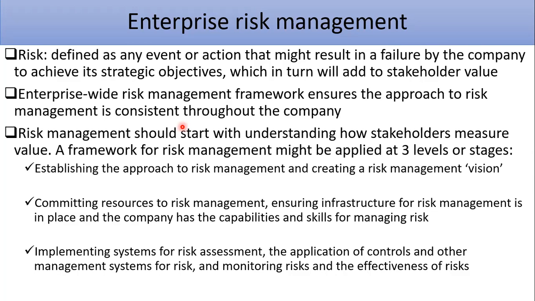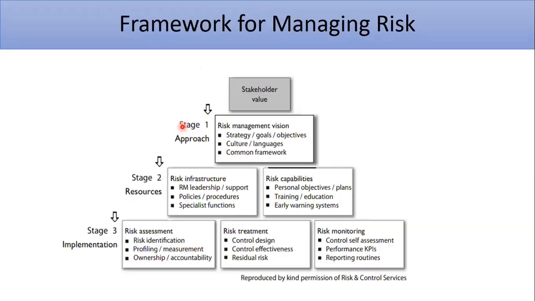The framework for risk management might be applied at 3 levels or 3 stages, including establishing the approach to risk management and creating a risk management vision. Secondly, committing resources to risk management and ensuring infrastructure for risk management is in place and the company has the capabilities and skills for managing those risks. Then finally, implementing systems for risk assessment, the application of controls and other management systems for risk, and monitoring risk and the effectiveness of risk. Now, this is the risk framework for managing risk as far as enterprise risk management is concerned.